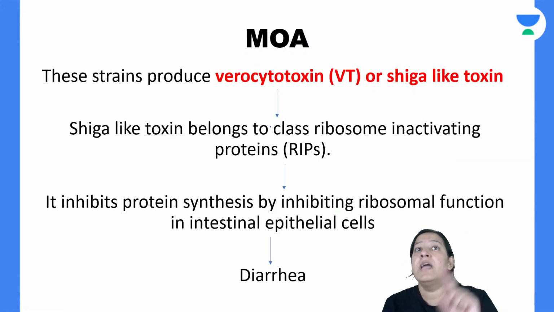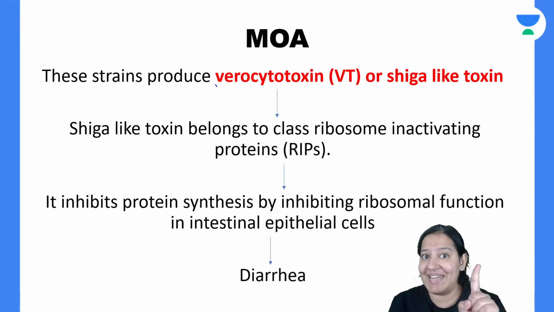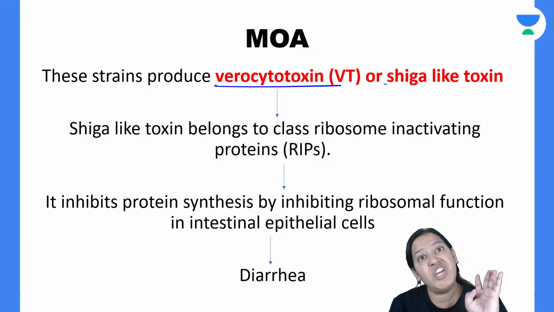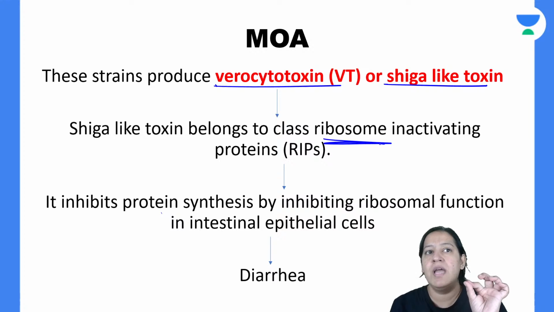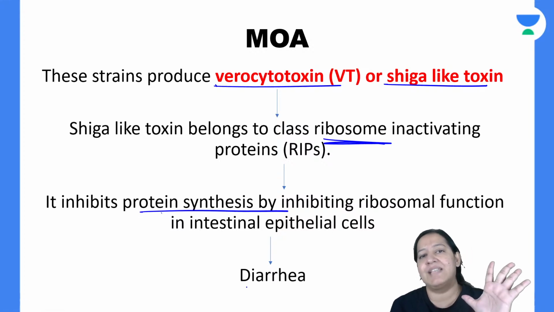So very important. It will produce a toxin, not ST or LT. It will produce verotoxin, Shiga-like toxin. So what it will do? The toxin will go inside the intestinal cell and inhibit the ribosomes and inhibit the protein synthesis inside the cell that will cause the diarrhea.